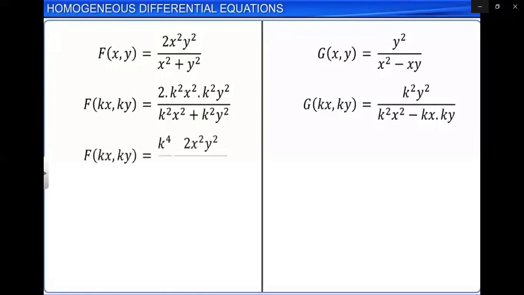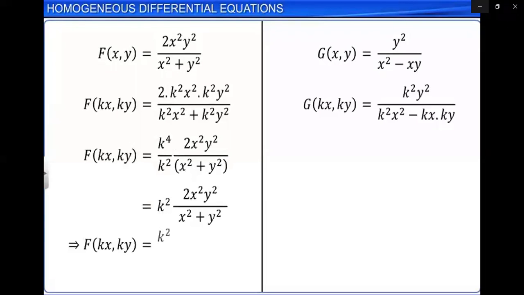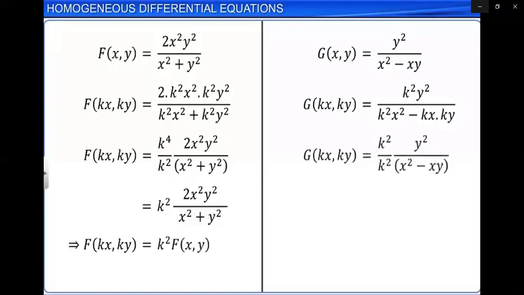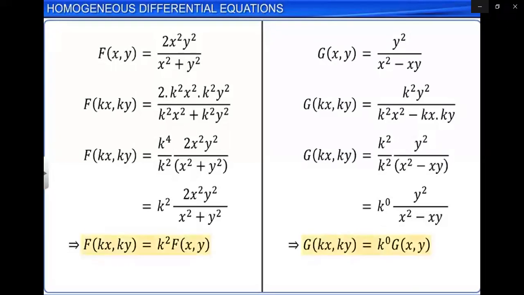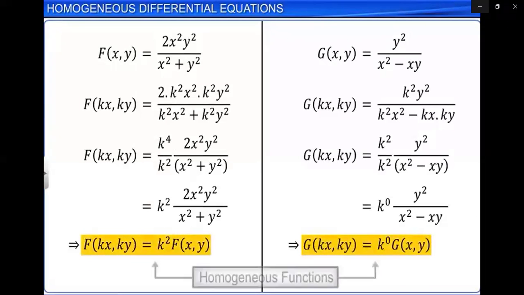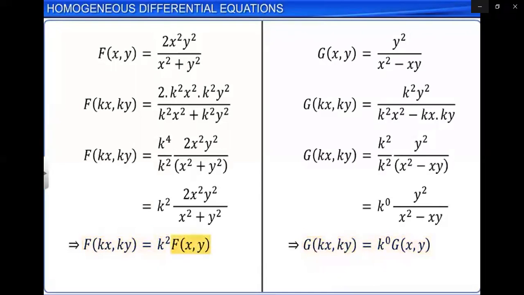We can observe that in both cases, the constant k with a non-negative integral power can be taken common without disturbing the expressions. So two functions we are getting over here after taking k as common without disturbing the expression. Such types of functions are called homogeneous functions. Here, the function f of x comma y is of degree 2, and the function g of x comma y is of degree 0, where k is the constant.